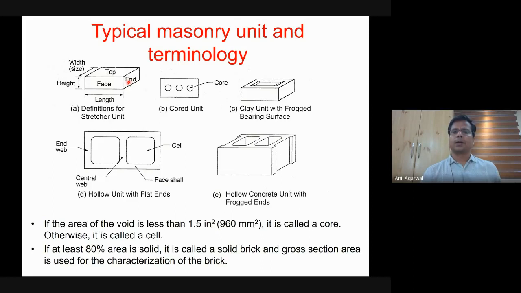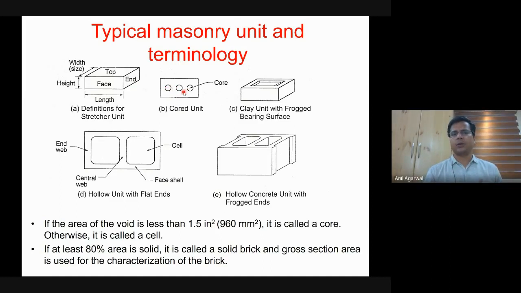Now, you may have different types of geometries for the bricks. Based on the geometry of the brick, they can be classified in various ways. The most common types of bricks are either solid bricks or cored bricks or cellular bricks. Cored bricks are the ones where you have a core passing through the brick, and oftentimes these cores are used. There can be a couple of purposes.